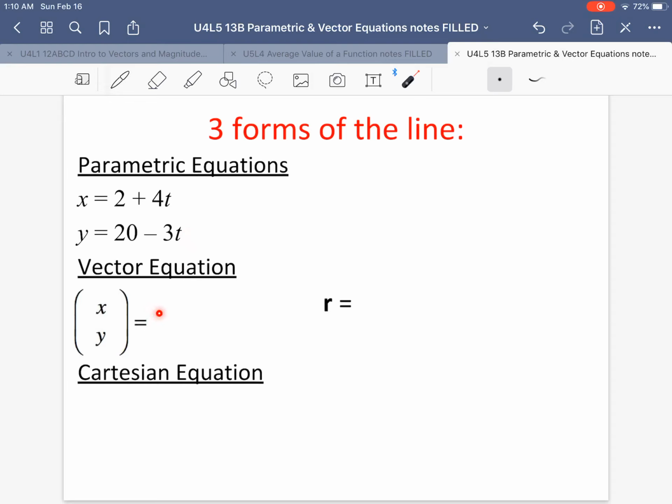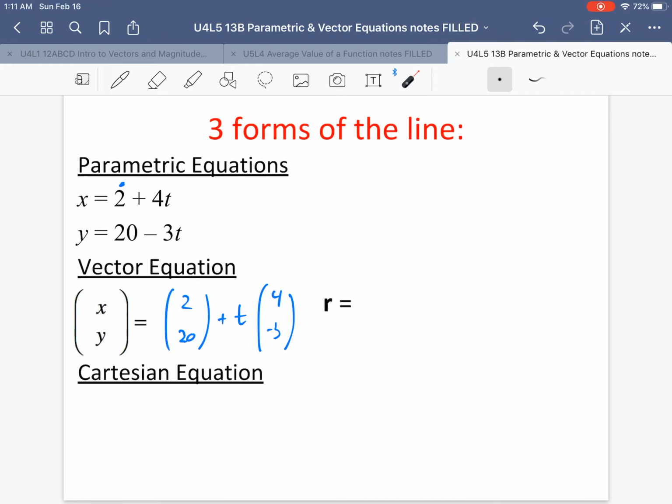So to write this vector equation in a different form, we're going to say, all right, well, let xy equal 2 and 20, because those are our starting values up here. And then we're going to add to that t times the vector 4, -3. Okay? So this is the original point. This is describing the movement from that original point.